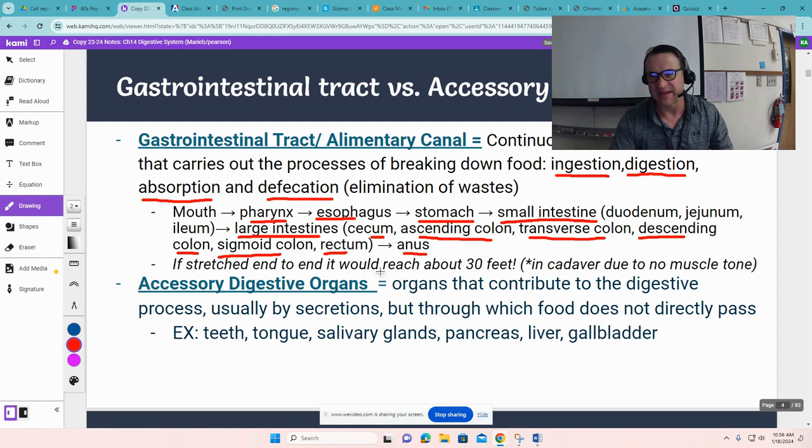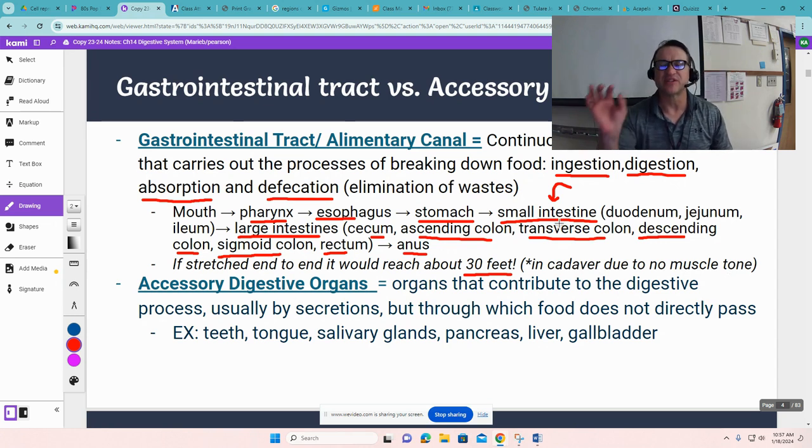So if stretched from end to end, it would reach about 30 feet. And most of that is going to be in this right here. The vast majority of that 30 feet is going to be in the small intestines. And that's in a cadaver, which is a dead body, a corpse, due to no muscle tone. Not going to need to know that. All right, so that's the gastrointestinal tract.